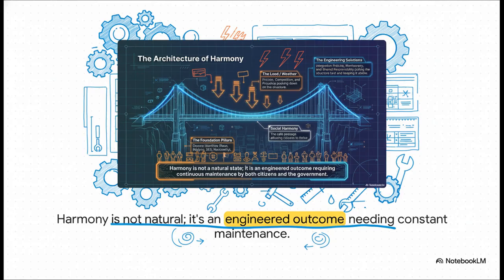Social harmony is not a natural state of being. It's not something that just happens. It is an engineered bridge. It's built on these foundation pillars of diverse identities. It has to withstand the constant load of friction and competition, and it's held together by the engineering solutions we choose, our policies. And just like any bridge, it needs continuous maintenance.